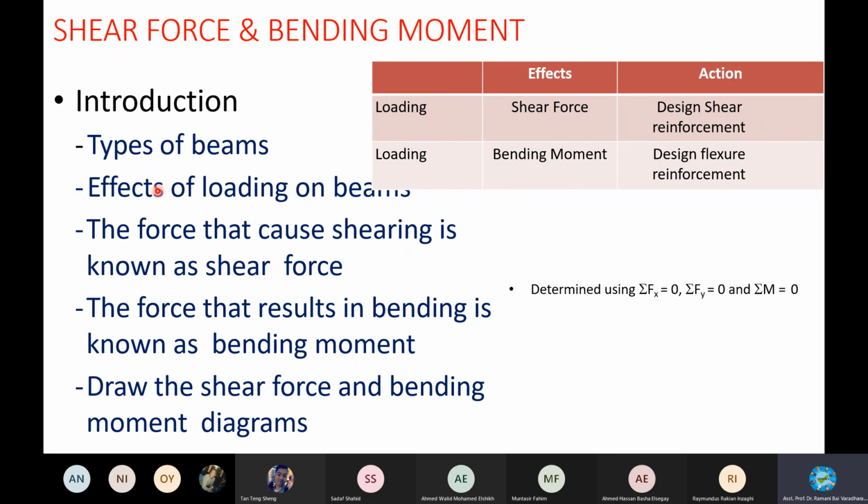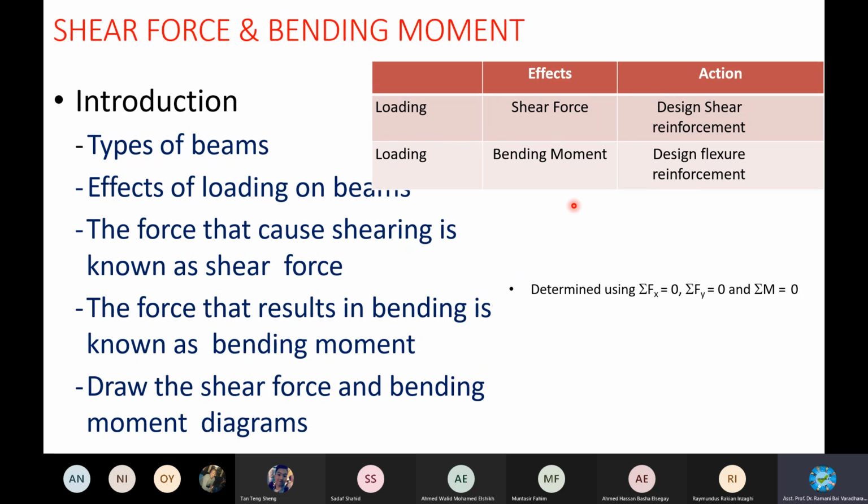Introduction. Types of beams. You must know the types of beams and the effects of loading on beams. The force that causes shearing is known as shearing force, right? One layer shears over another. It's not a whole-member response; the layers in between respond, or there may be a crack at a particular layer only, and that is called shear, because of one layer shearing over another. The force that results in bending is known as bending moment.